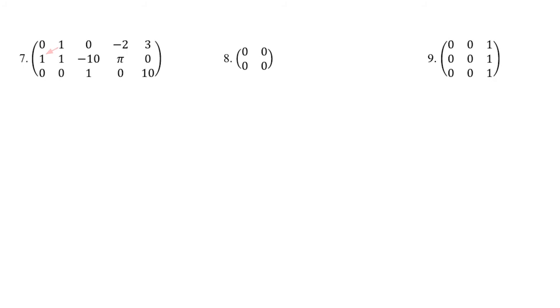Now for question 7, we can see the second row leading one comes before the leading one at the upper row, so it is not a REM. Thus, it is a neither. Now for question 8, we can see that all the elements in the matrix are 0, and the criteria of REM is that the matrix must contain at least a non-zero row, so it is not a REM.